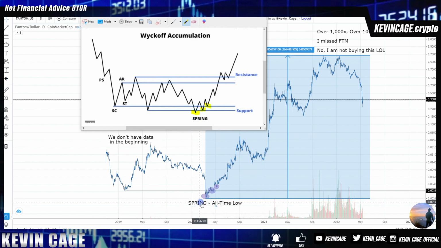You can see 1, 2, 3, in this case for Phantom, 1, 2, 3, and then it rallies, and it did over a 160,000% pump from its all-time low. That is a 160x return. $1,000 turns to 1.6 million. Now, I'm not endorsing Phantom.